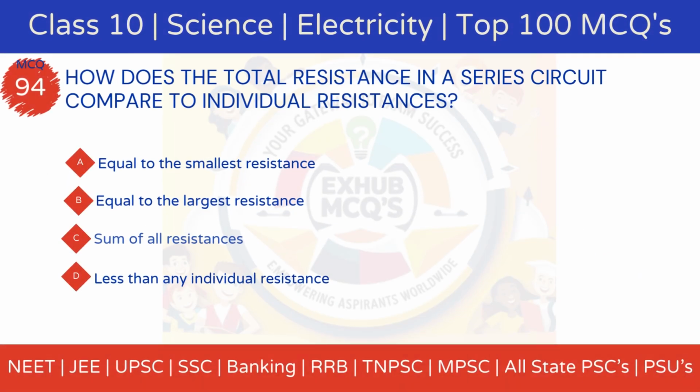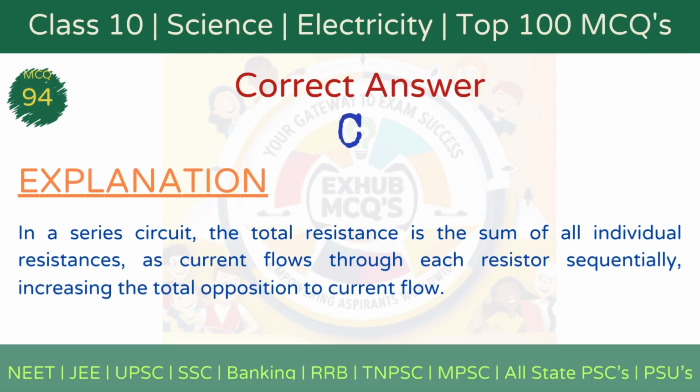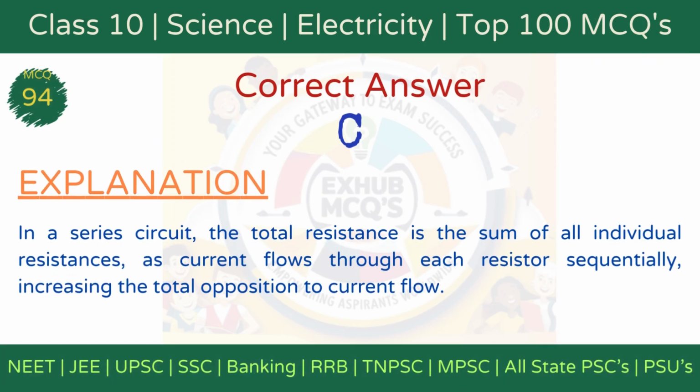MCQ 94. How does the total resistance in a series circuit compare to individual resistances? Option A, equal to the smallest resistance. Option B, equal to the largest resistance. Option C, sum of all resistances. Option D, less than any individual resistance. The correct answer is option C, sum of all resistances.